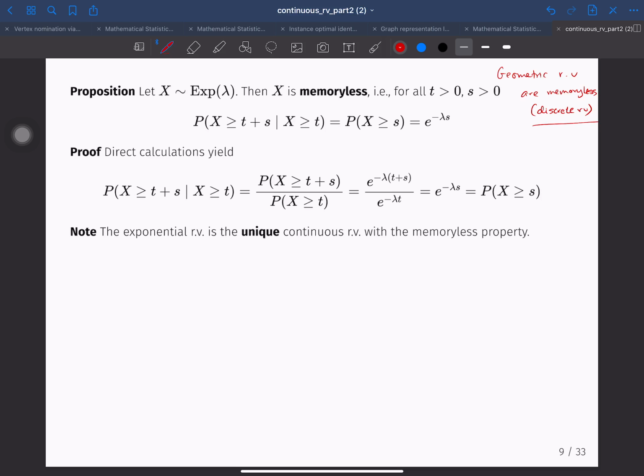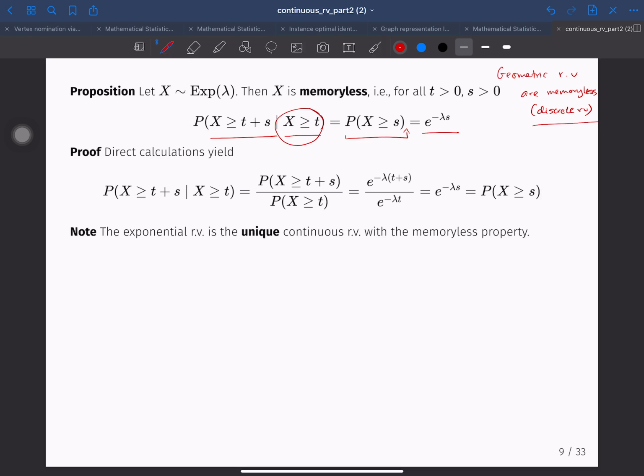random variable. And so what that means is that the probability that you have to wait for more than t plus s time units, given that you already waited for t time units, is the same as the probability that you have to wait for s time units starting from the beginning. So even though you have already waited for t time units, that doesn't change the fact that you have to wait for another s time units. And both answers are e to the minus lambda s. And this proof follows directly from calculation.